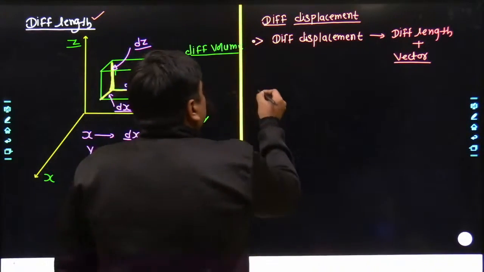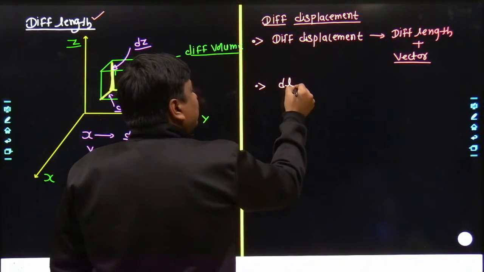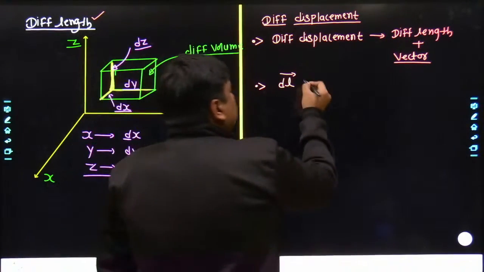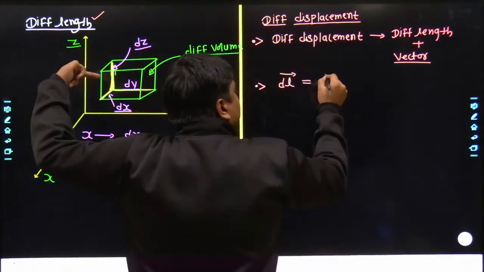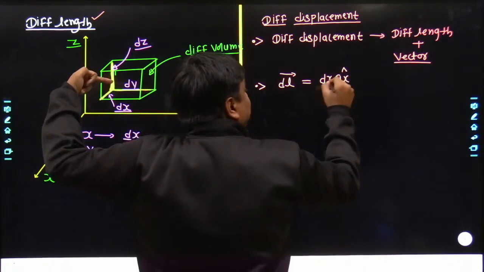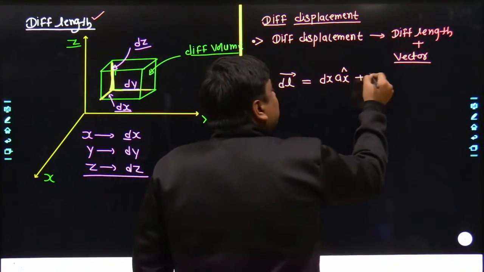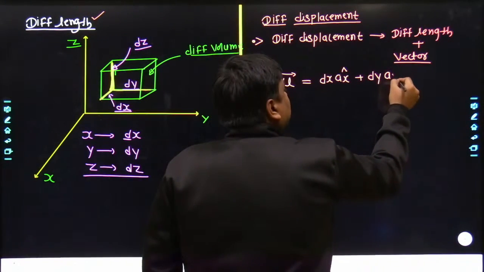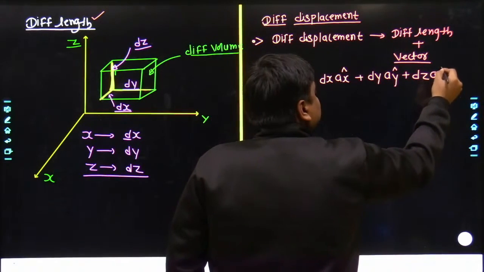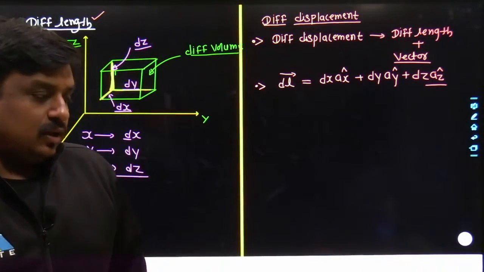So now one basic difference you will get: it would be a differential length with the direction. So I would just mark it as dl vector. Now you can have the differential length in the direction of x, that's dx, and obviously the unit vector in the direction of x, that is ax cap, would get attached with the dx. Now it could also be in the direction of y, so it could be dy ay cap, and even the differential length could be traveled in the direction of the z axis, that is nothing but dz az cap. Agreed?